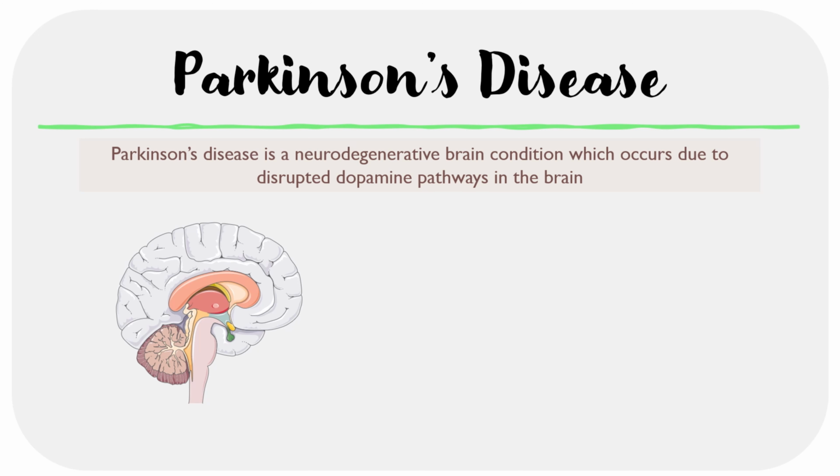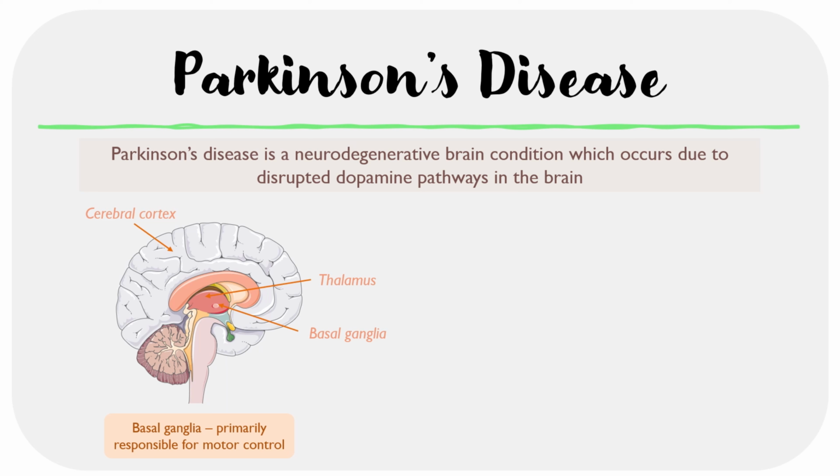And to fully understand the condition, we first have to take a step back and remember the basic anatomy of the brain, where we have the outer structures including the cerebral cortex, as well as more inner structures including the thalamus and the basal ganglia. And it's the basal ganglia which is the part of the brain primarily responsible for motor control within the body.